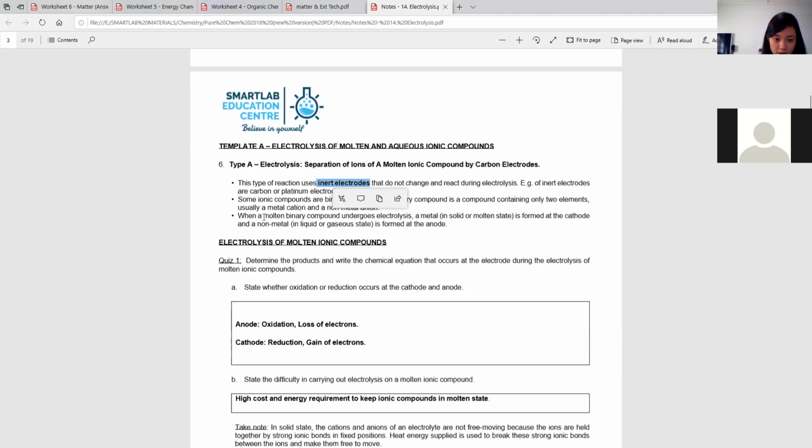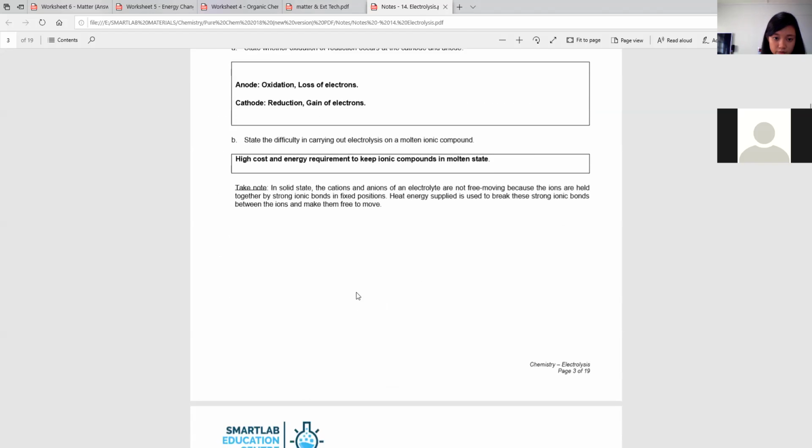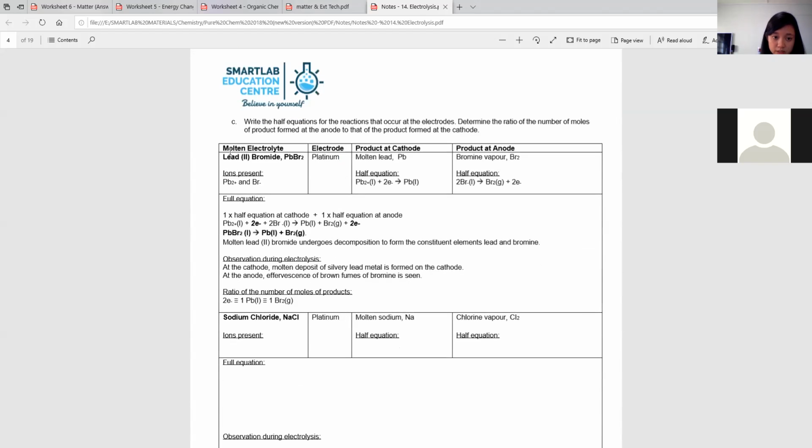Okay, so for example, the first one, if your electrolyte is a molten form of lead-2 bromide, molten means it's just dissolved straight away. So the ions present, you have your Pb2+ and your Br-. These two are the ions that are floating around the solution. If your electrode is platinum, it means it's an inert electrode, it will not take part in the reaction, so I don't care about it. It's mainly these two that are happening.